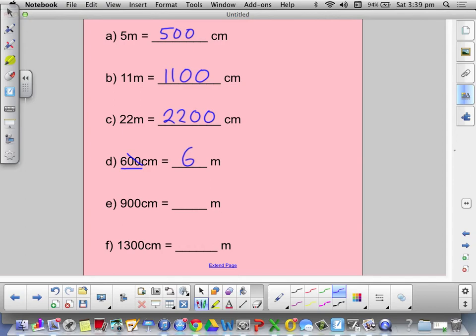Okay, well, let's have a look at the answers for E. 900 divided by 100 will give us 9. So 900 centimetres is 9 metres. 1,300 centimetres, 13 metres. Okay, now if you've got all of these right on this page, then you are ready to do the first 2 tasks on Mathletics now. Now, if you didn't get it, if you still need some help, time now to go and get it from somebody who knows what they're talking about. One of your friends or your teacher is going to be able to help you and run through this with you. Okay, well done everybody.